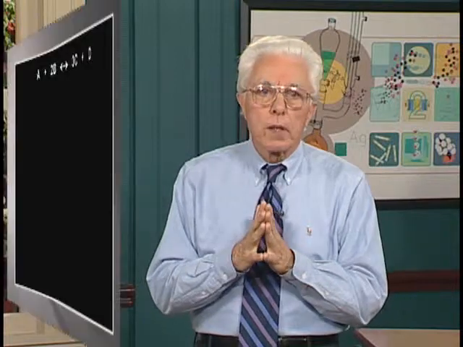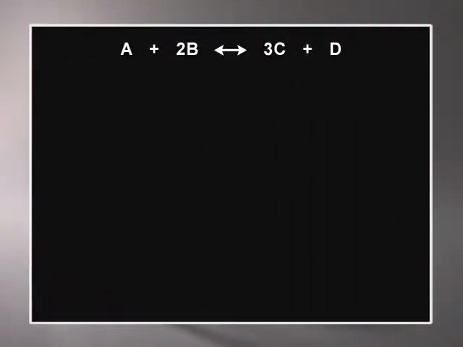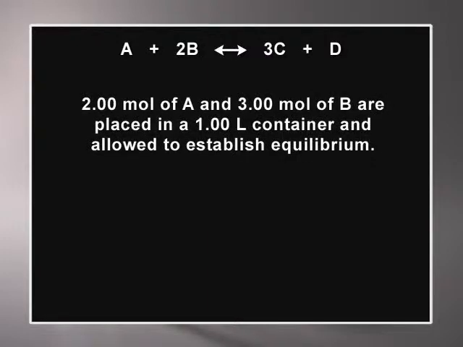Let's try one more along the same lines. Consider the equation shown on the screen. 2 moles of A and 3 moles of B are placed in a 1-liter container. Notice that I have purposely used moles of A and B that are not related to their coefficients in the equation. A and B are allowed to establish equilibrium. At equilibrium, the concentration of C is equal to 0.60 molar.